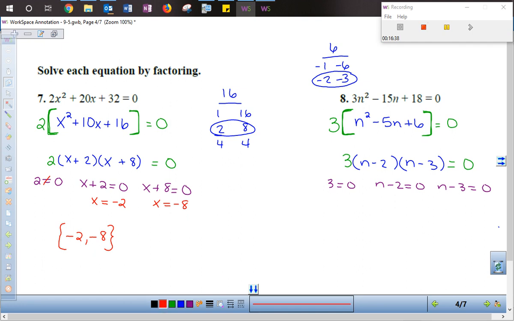Now I can go through and solve. Since there's no variable in my first equation, we can cross it out as it doesn't help me. My second equation, I can add 2 to each side and n equals 2. And my third equation, I can add 3 to each side and n equals 3. That means my final answers are 2 and 3.